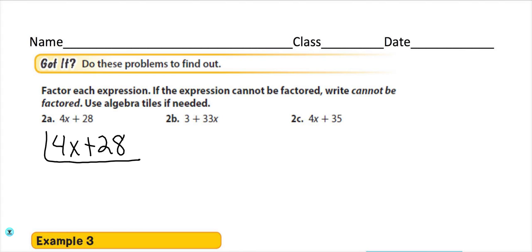All right, so what's the highest thing that goes into 4x and 28? That would be 4. And then that's going to leave me with x plus 7. So it's 4 times the quantity of x plus 7.